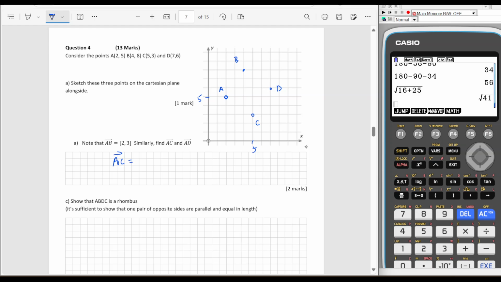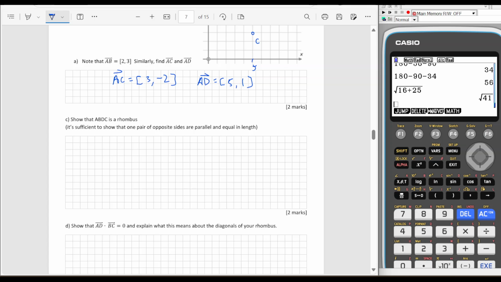AC is, how do I get from 2 up to 5? So that's 3 and 5 to 3. So minus 2, just like that. Okay, and we want to find AD as well. AD is, let's see, 2 up to 7, so that's 5. And 5 up to 6, that's 1. Okay.